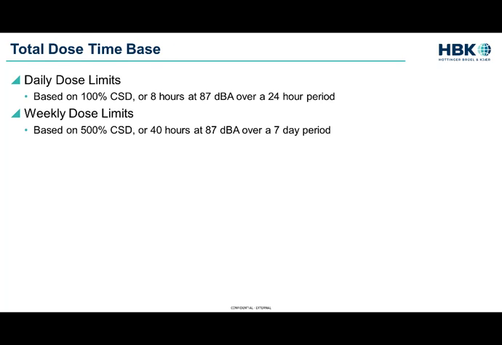Depending on the specific regulations applicable to the device and/or place of use, the noise limits may be subject to either a daily or weekly noise dose limit. If daily, the limit is 100% computed sound dose over any 24-hour period. If weekly, the limit is 500% over any 7-day period. These periods are taken as continuous rolling averages of the most recent day or week.